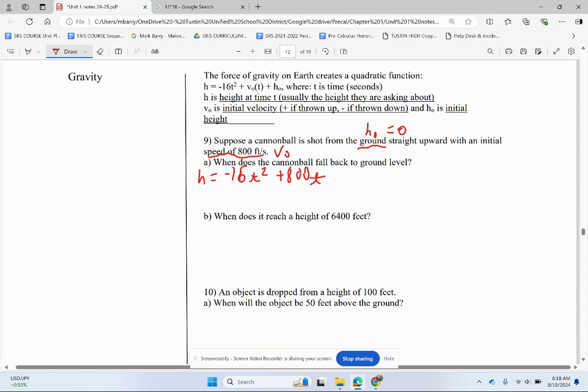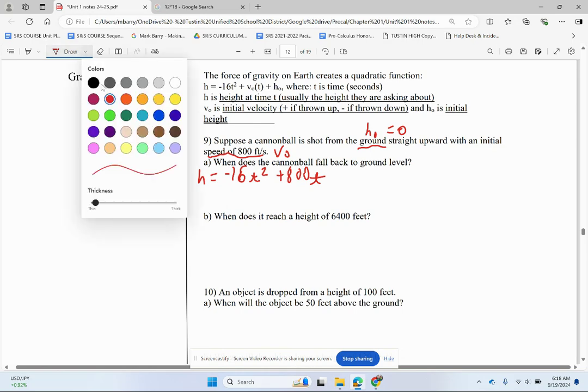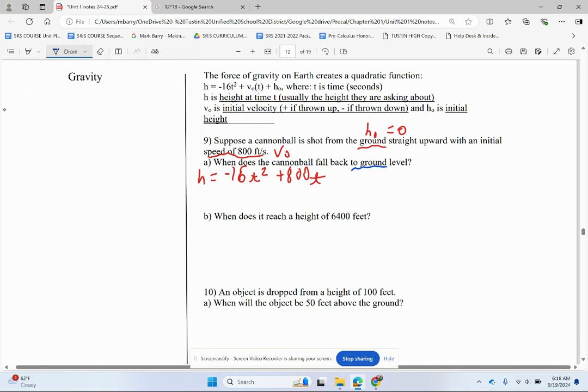All right, so the first question here is, when does it get back to ground level? The h out front is usually the height they're asking about, so I'm going to go ahead and plug in 0 right there. Okay, and so now we can solve this one. I can actually solve this one with just a GCF. So I would GCF a negative 16 and a t, which would leave me with t minus 50. Remember, when you GCF a negative, it's going to flip the sign.